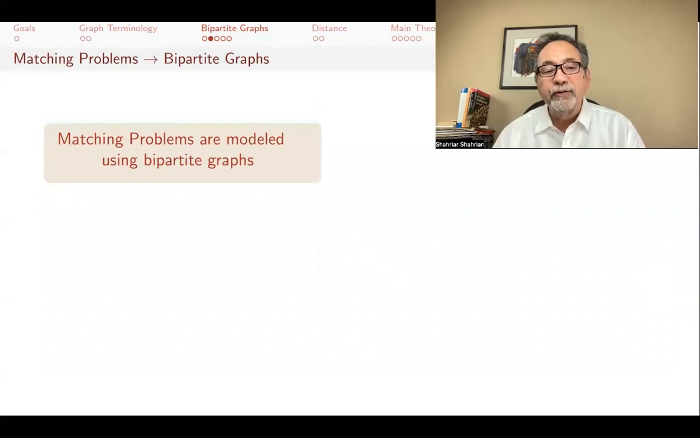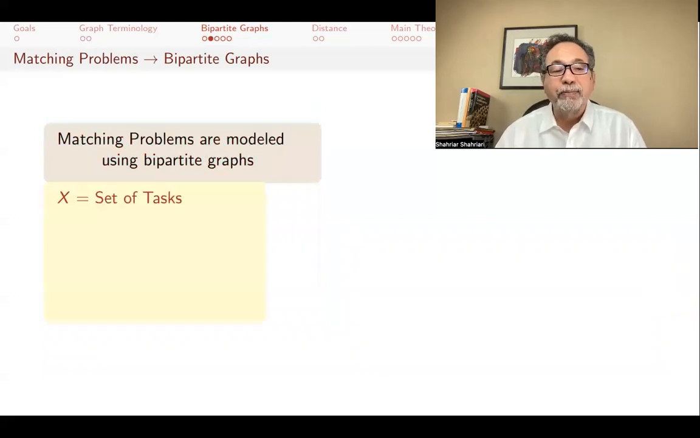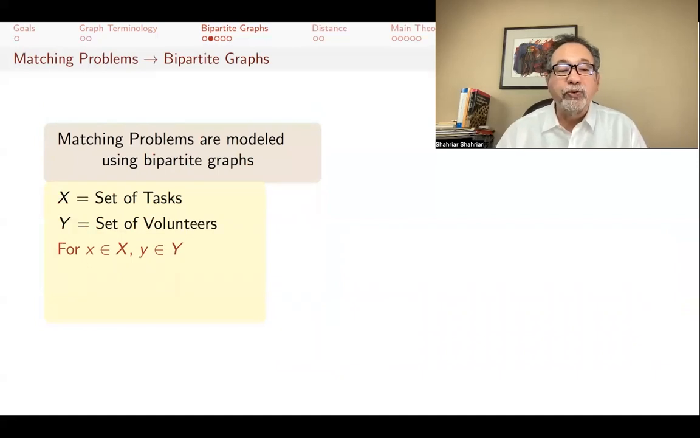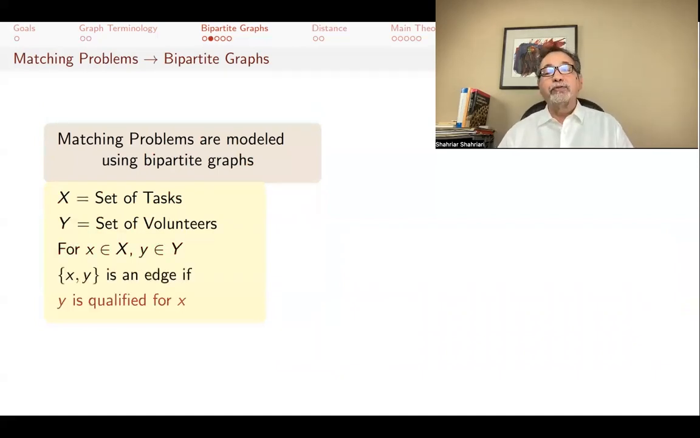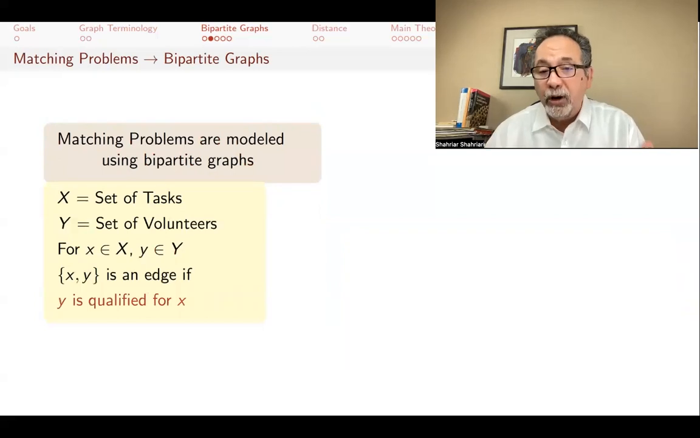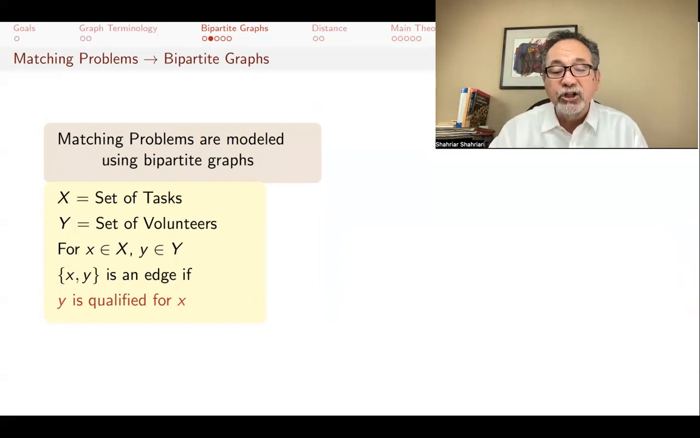Bipartite graphs come up often, for example, in matching problems. Like, for example, if you have a set of tasks and a set of volunteers, and some of those volunteers are qualified for some of the tasks, then you can model that using a bipartite graph. You put the volunteers on one side, the tasks on the other side, and then you put an edge if a volunteer is qualified for a task, and then you've got a bipartite graph. All matching problems tend to have a bipartite graph in the background.